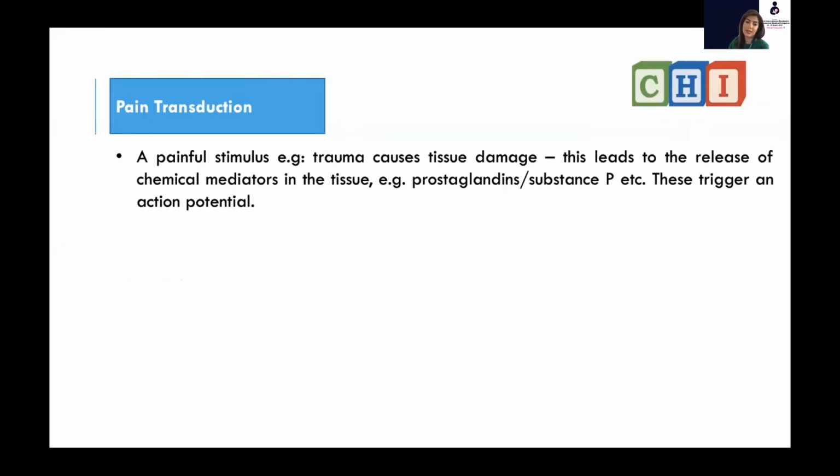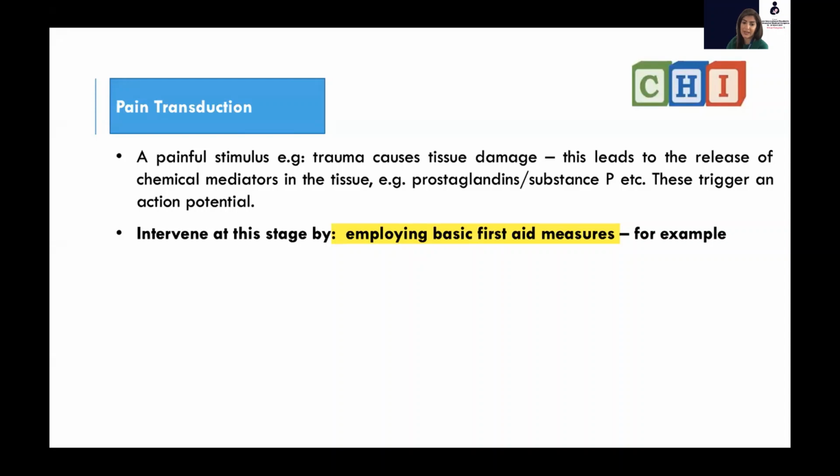For pain transduction, the first part, let's say for example a painful stimulus like a trauma to a tissue, then the patient is going to release chemical mediators in the tissue, prostaglandins, substance P, etc. This triggers an action potential. After that happens, we can stop at that stage. We can stop pain by applying simple first aid management.